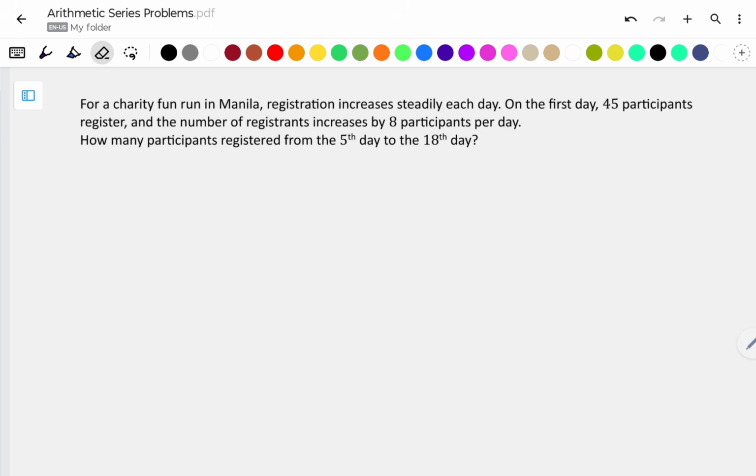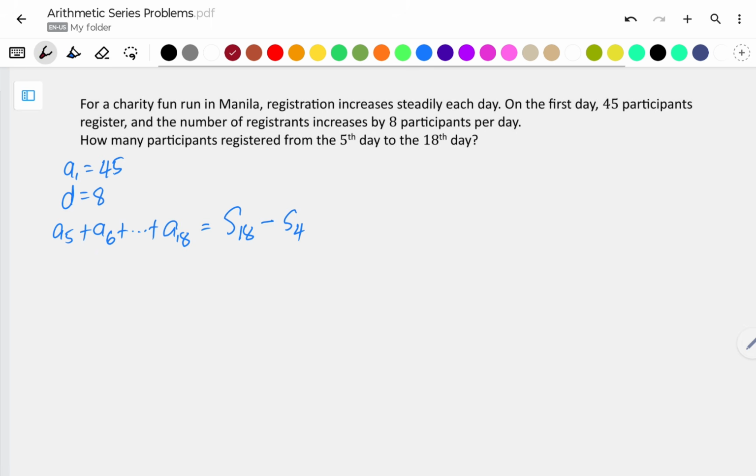So the given 45 participants on the first day, so that's A sub 1, increases by 8, so that's the common difference. And then how many participants from the 5th to the 18th? So that's A sub 5 plus A sub 6 up to the A sub 18, which is actually S sub 18 minus S sub 4. S sub 4 is A sub 1 plus A sub 2 plus A sub 3 plus A sub 4. So first, let us solve for S sub 18.